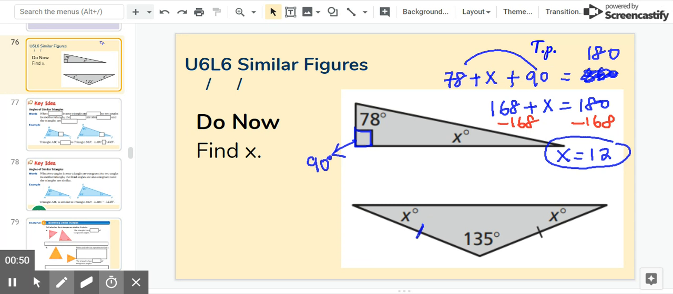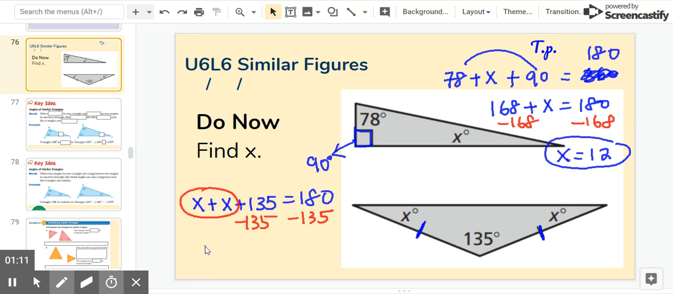What about this? What kind of triangle is it, by the way? It's an isosceles triangle. So when you add all of them together, it is 180. So I'm going to do minus 135, minus 135. And you can also combine these two x's, which is 2x is equal to, subtracted, what is it? 45. So x is equal to 22.5.